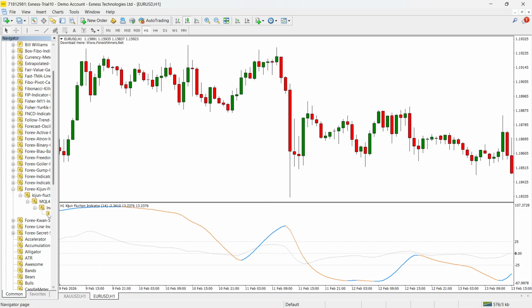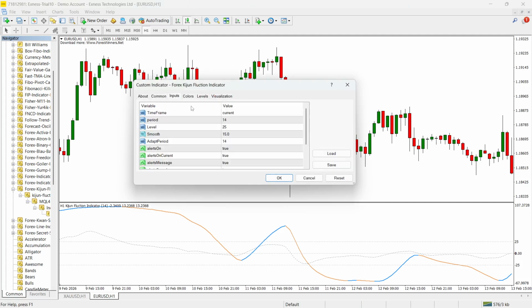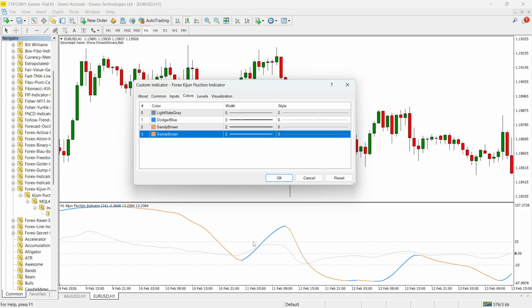As for the indicator settings, let's see what we have at the inputs. So customizable settings include the period, level, smooth, adapt period. You can also set alerts and choose how the alerts come and what they sound like. You can also choose the preferred colors for what appears in a separate sub window, so it stands out clearly with our underlying MT4 chart theme.